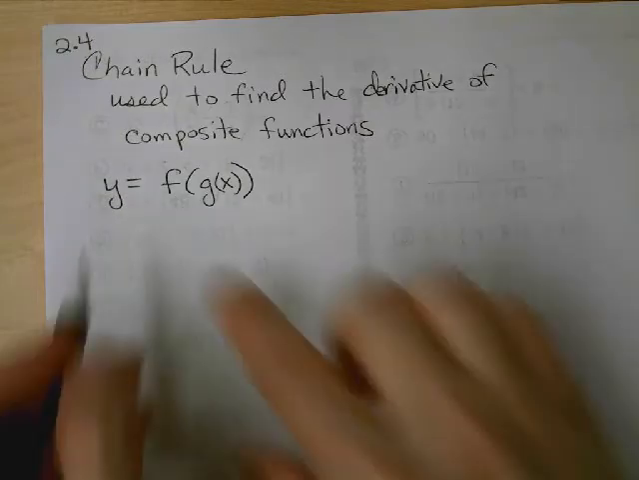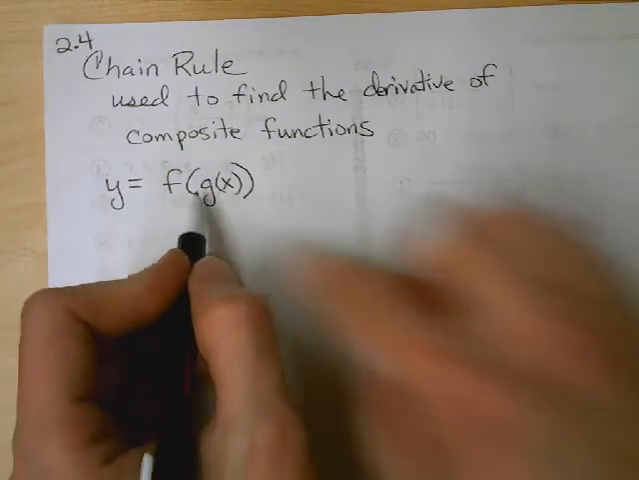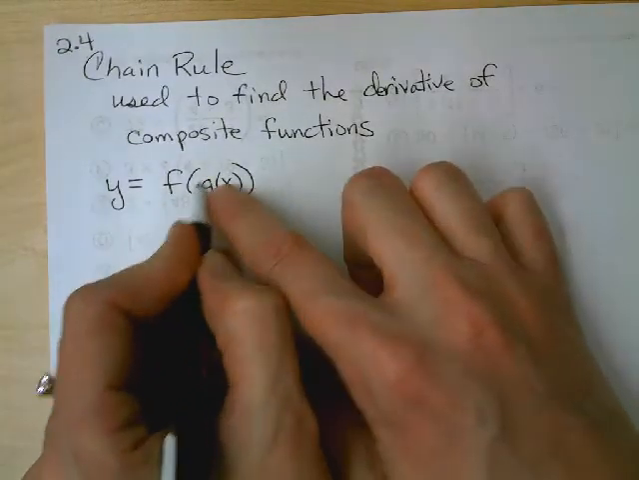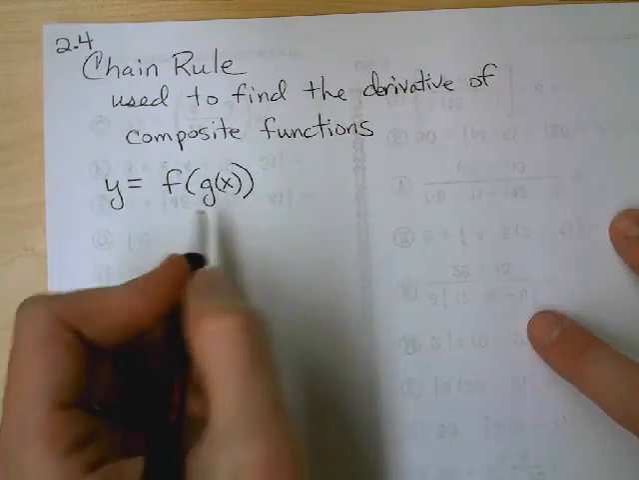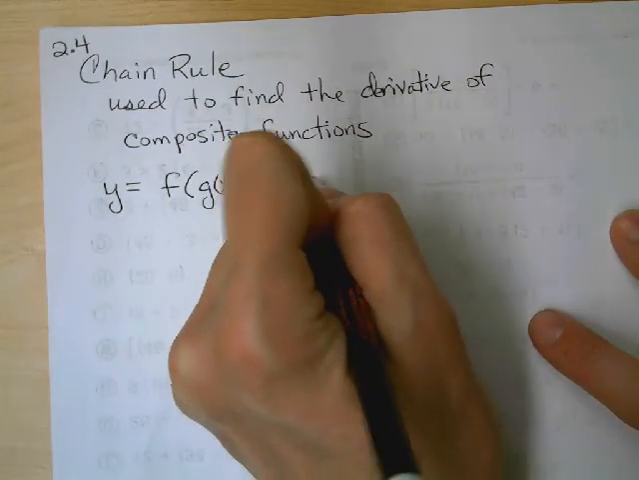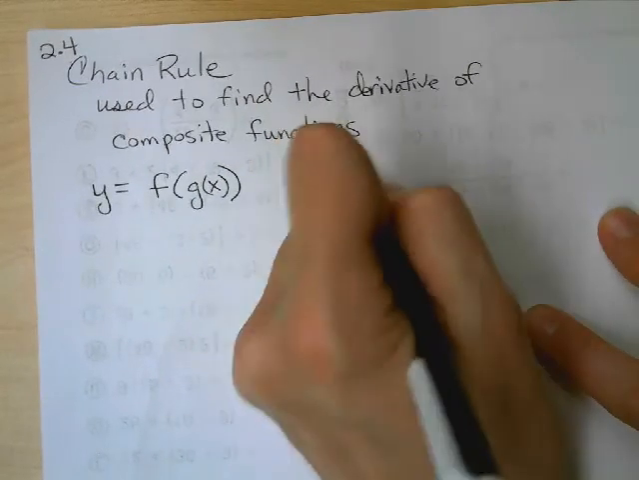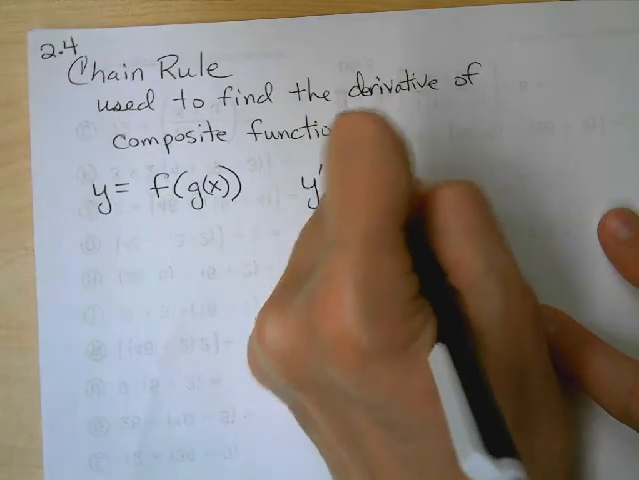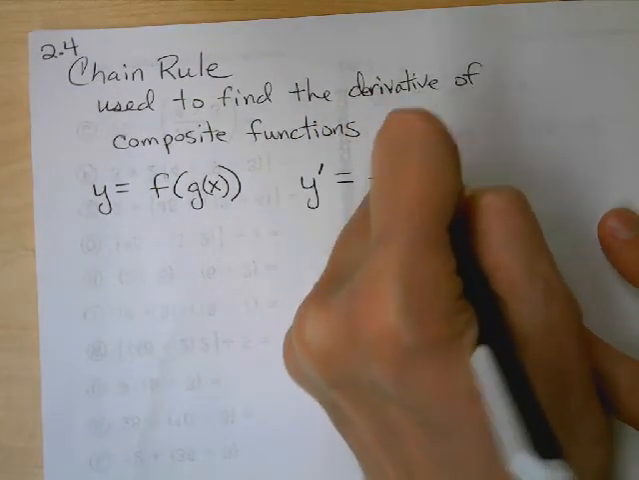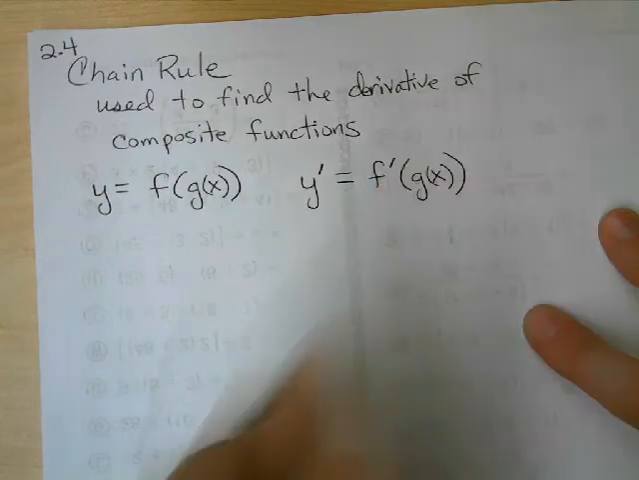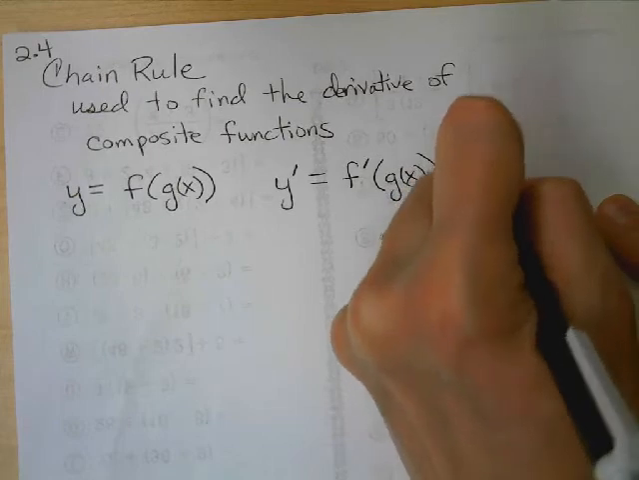Okay, so to find the derivative of this, it's kind of interesting because you have this inside part, like this g of x is like this inside part. So to find y prime, they say it's the derivative of the outside, f prime of g of x, then times the derivative of g of x.